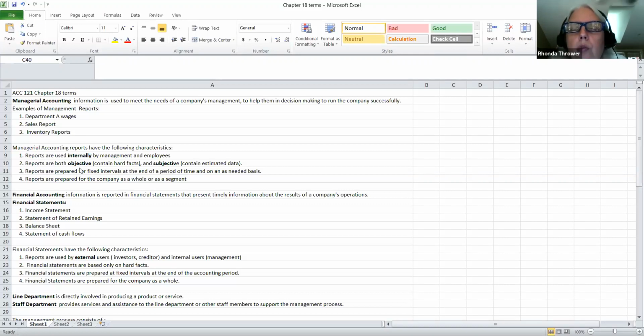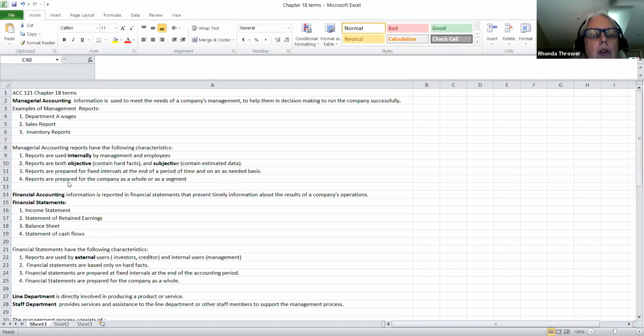You'll remember in Accounting 1, when we discussed financial statements, we said that the income statement would be prepared for an accounting period, which could be on a monthly basis, could be on a quarterly basis, or it could be on an annual basis. But managerial accounting reports are prepared sometimes at the end of the accounting period, but they can also be prepared anytime that management needs them on an as-needed basis.